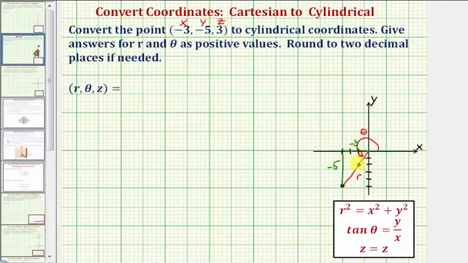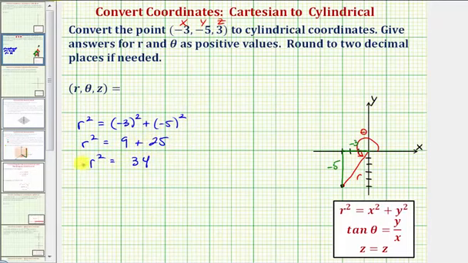Notice how to find r we would use the Pythagorean theorem given here as r squared equals x squared plus y squared. So we'd have r squared is equal to (-3) squared plus (-5) squared. So we have r squared is equal to 9 plus 25. So r squared is equal to 34. Now we take the square root of both sides of the equation. Notice how we'll have two solutions here. r equals plus or minus square root 34.